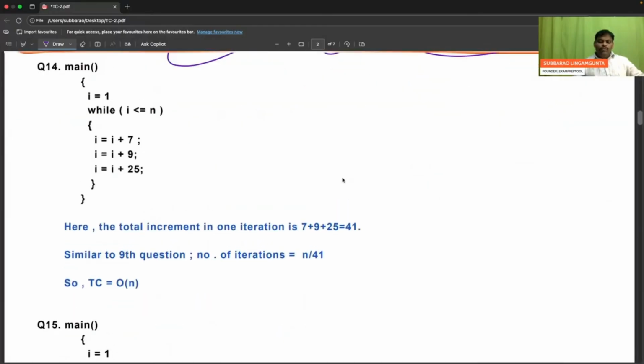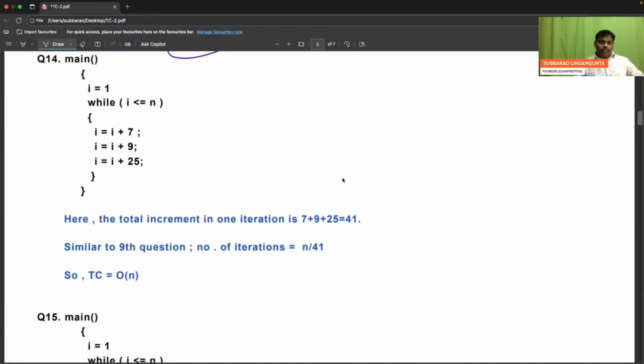Can you go to question number 14? See the question number 14.